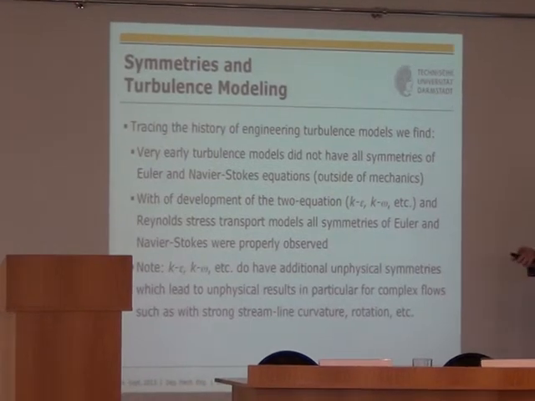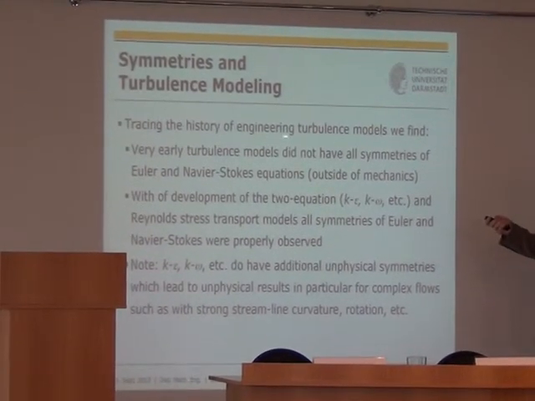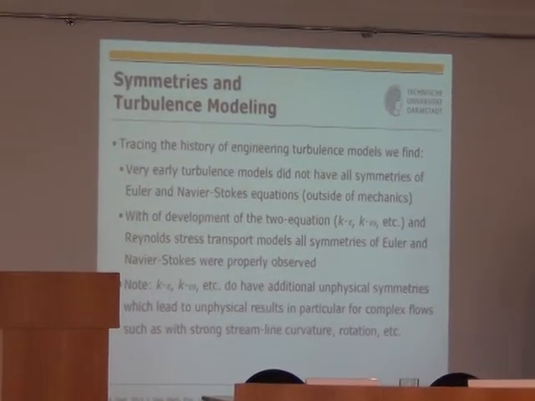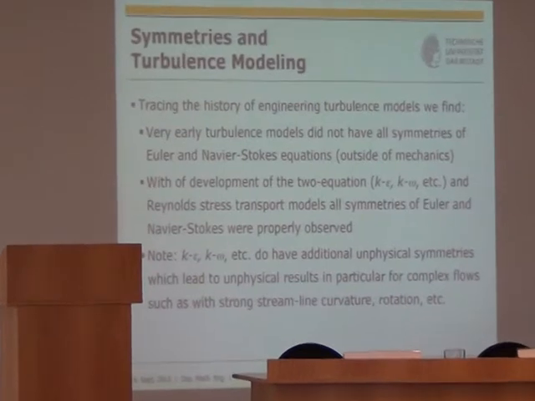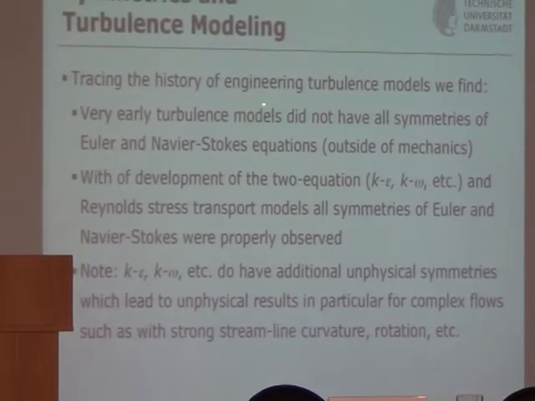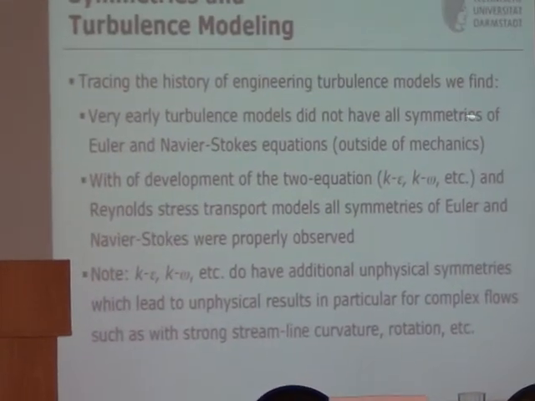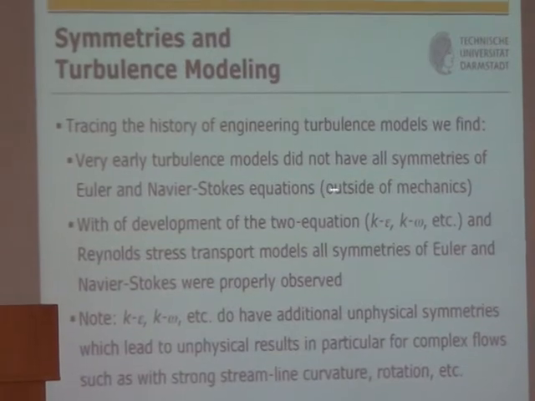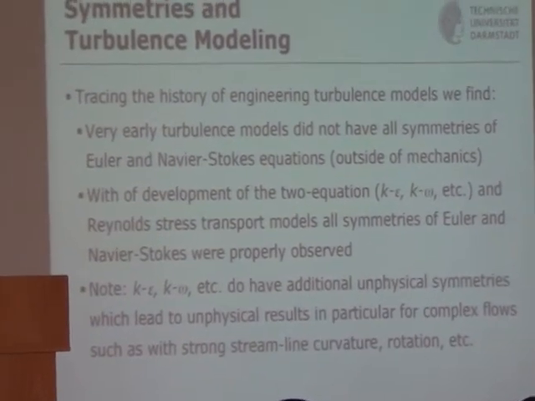Let me say a few words on turbulence modeling. If you look at the history of engineering turbulence models, what do we find? Going back to the 30s and even the 20s, very early turbulence models, for example the one by Karman and Howarth, did not have all the symmetries of the Euler equations. That means they're outside of the class. You cannot use them to design an airplane.